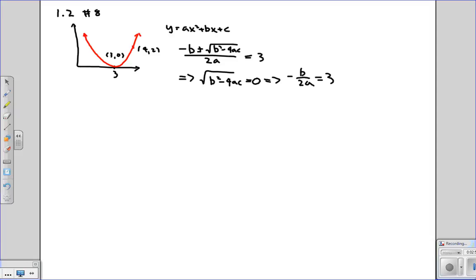Why is this important? Because now we can express b in terms of a. So b is equal to negative 6a. So our guess now simplifies to y equals ax squared minus 6ax plus c. So there's 2 unknowns, a and c, and we can get 2 equations out of this. And let's see how we can do that.